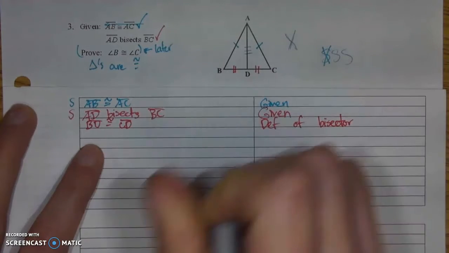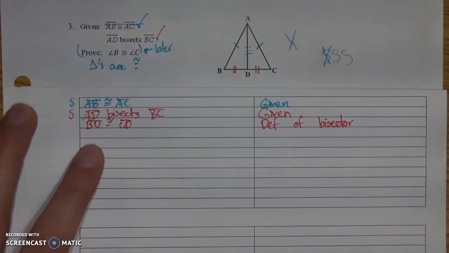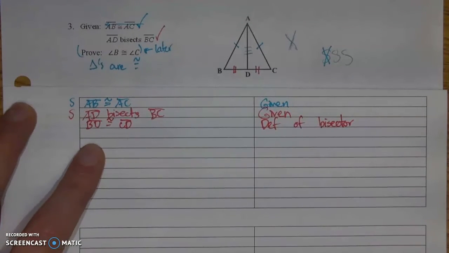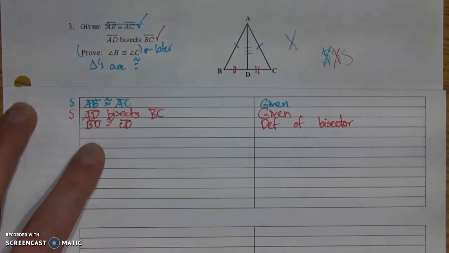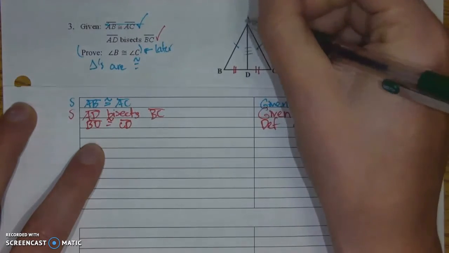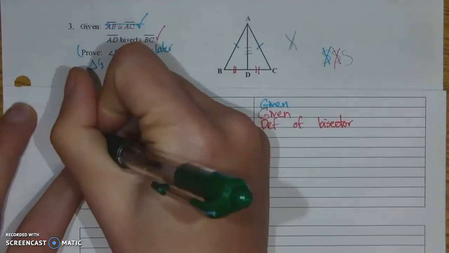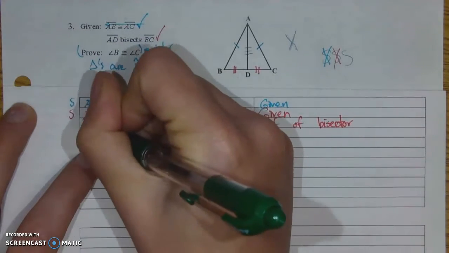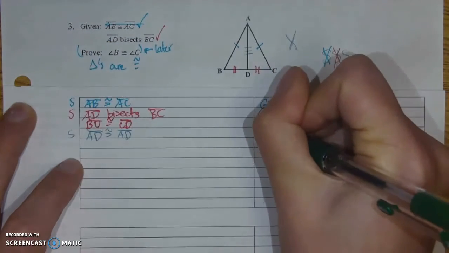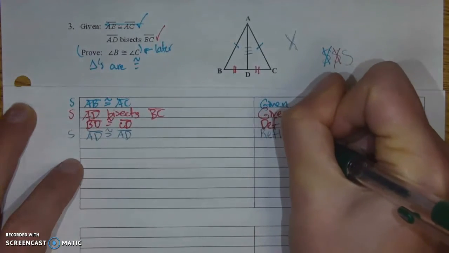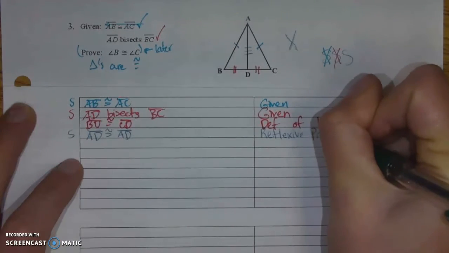Please make sure you are not using the definition of angle bisector, because it is not told to us that that is an angle bisector. It's only told to us that it is a bisector, which refers to segments. Well, now I finished my second segment, and I only have one to go. So this is the AD, and I know that AD is congruent to itself, and that is according to the reflexive property of congruence.